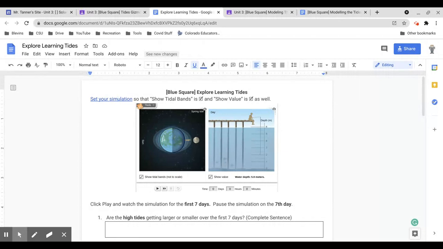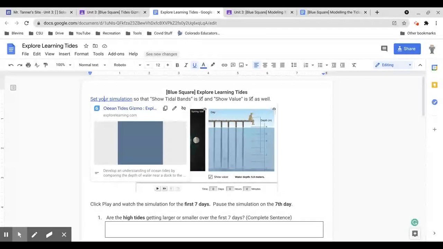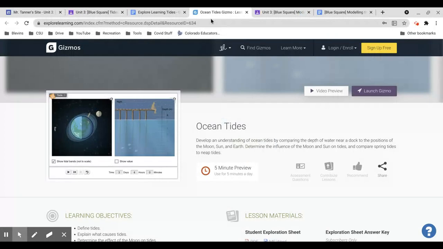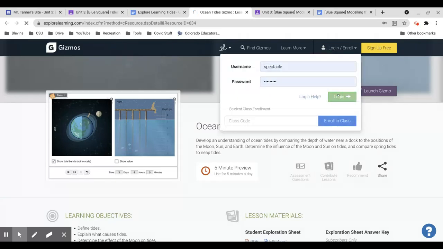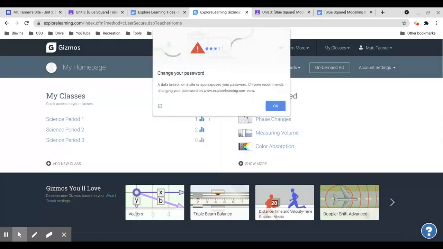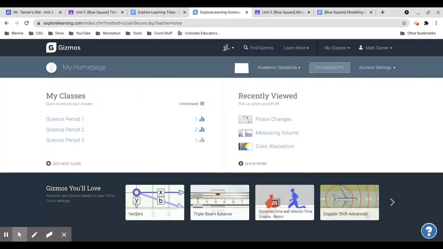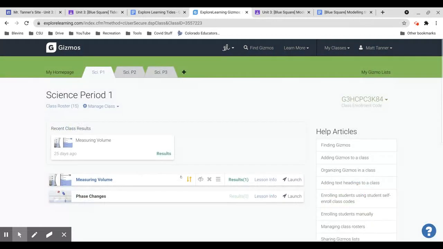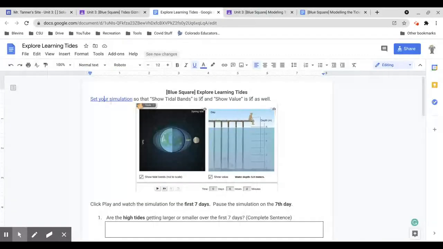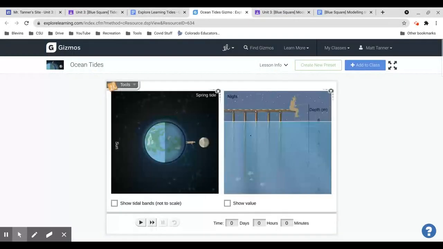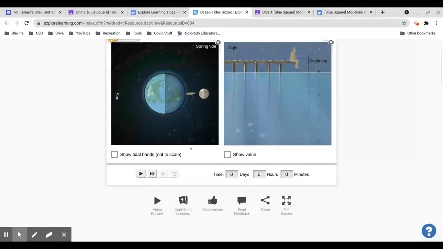And the first blue text here launches the simulation. So you can click that to access the actual gizmo. Keep in mind, like it says, this is a 5-minute preview unless you log in. We've all created an account by now, so make sure you log in. If it takes you back to this page, you're not going to see it. You can click on the class period and it still won't show you the tides in here. So you can just close that out really quick, reopen the simulation, and it will take you directly to it. You're still logged in, and you can run this simulation for much more than 5 minutes.